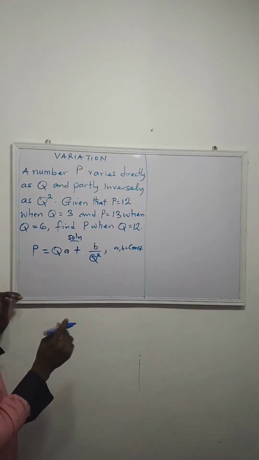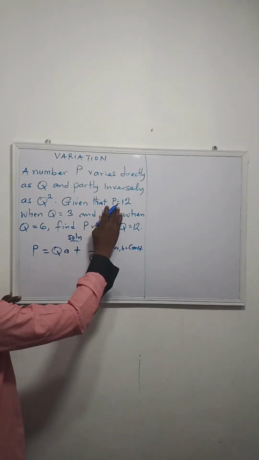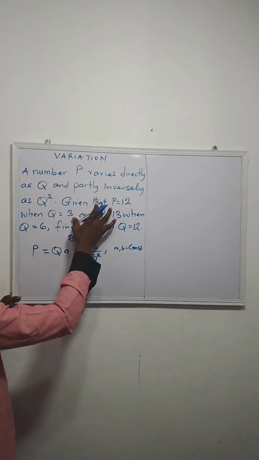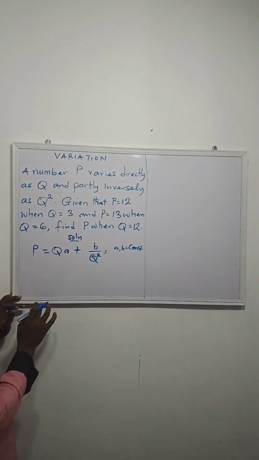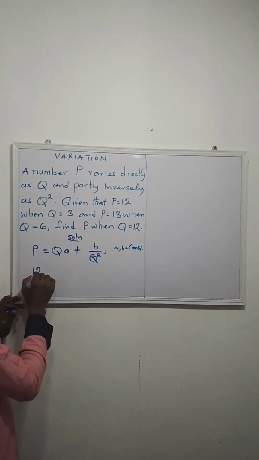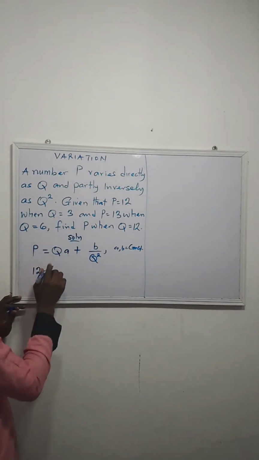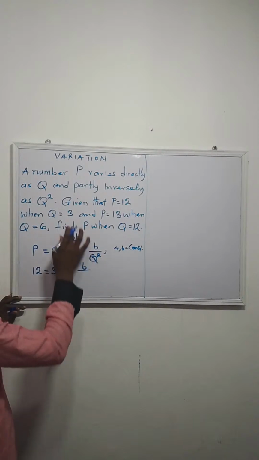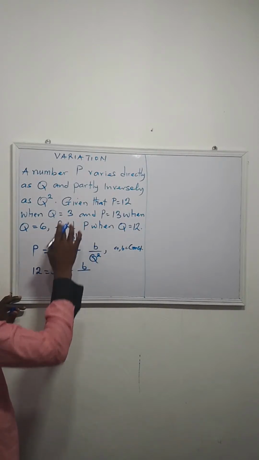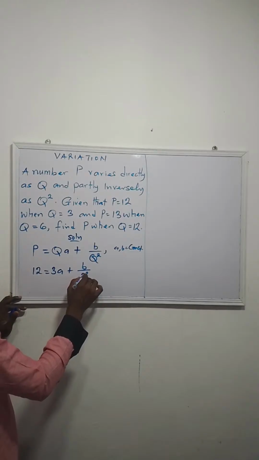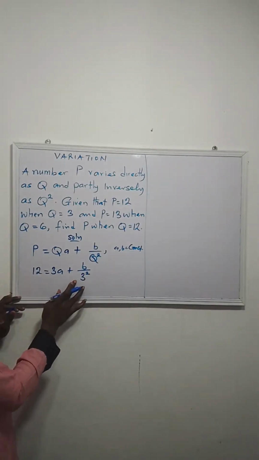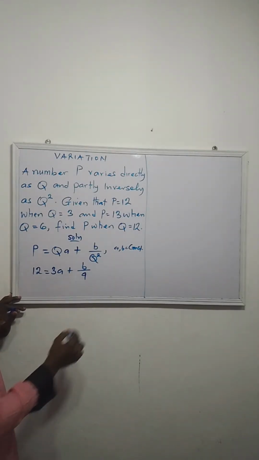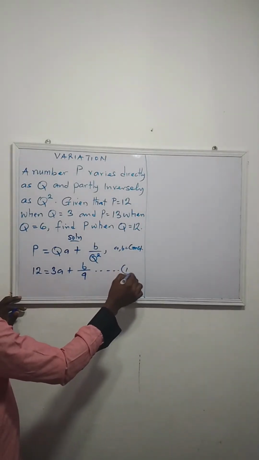All right. Now let's look at the first one. Given that P is 12 when Q is 3. Now let's plug in these values into this equation. So we have 12 equals, Q is 3, so we have 3a plus b over, now Q is 3, so we have 3 squared. So this can simply be written as 9. All right, now let's call this equation 1.